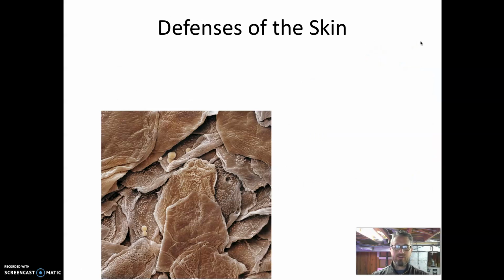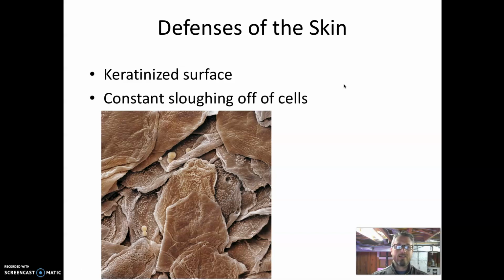So next, let's think about the defenses of the skin. So what keeps the skin from being infected with microorganisms? And the very first thing is that these outermost cells on the skin that you can see in this electron micrograph are heavily keratinized. Again, keratin is a structural protein. It provides these cells with a lot of strength. It connects these cells together to make an impermeable surface. And so that keratinization is a really important characteristic of the skin.